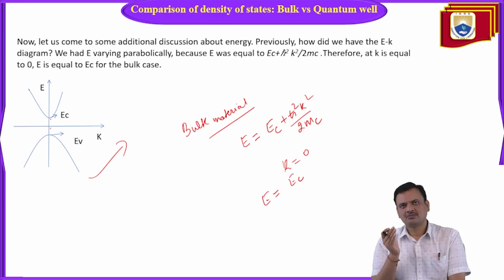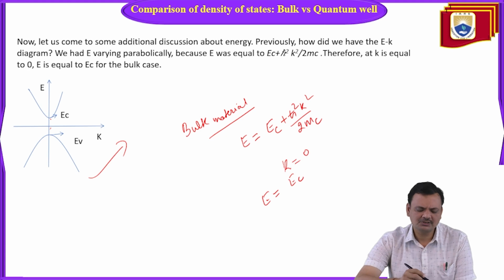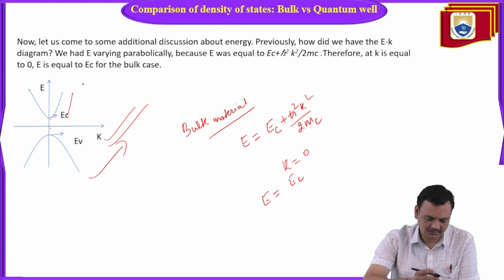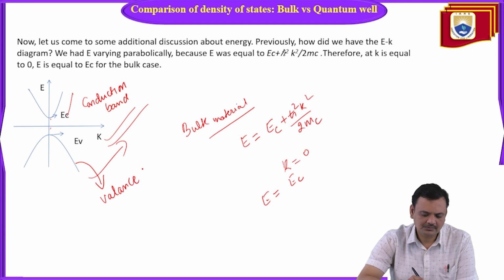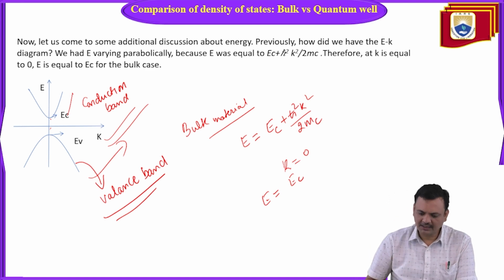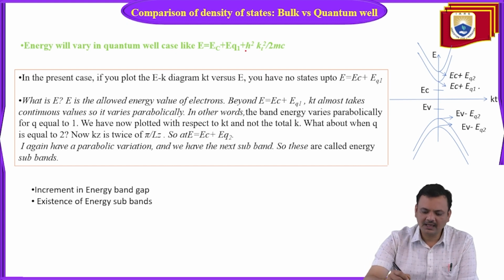Now let's discuss the energy band diagram or E-K diagram in both cases. So in the bulk case, you will get your energy band diagram like that, and this whole band is known as the conduction band, and this whole band is known as the valence band. Okay. But in the case of the quantum well structure, see, your energy varies like that.